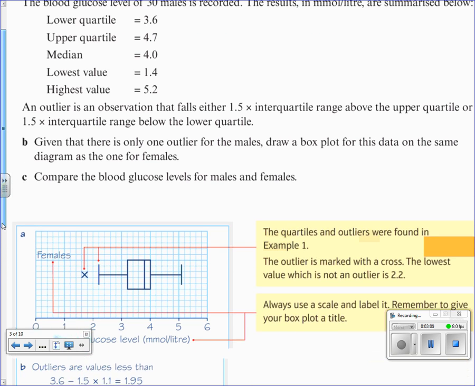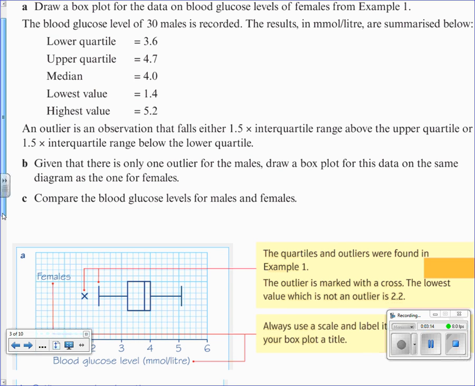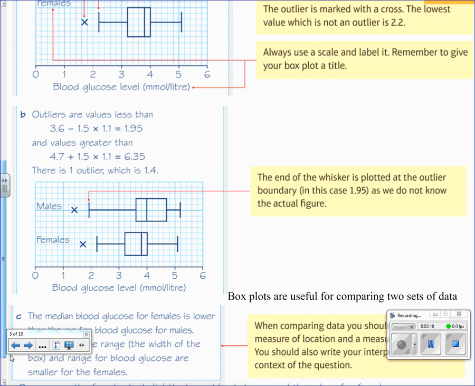For the males, we aren't given the individual values. We just have the highest value, the lowest value, and the quartiles. So for the box and whisker diagram for the males, we can draw the box. We can see whether there's an outlier, which there is, using the same rule. We find that 1.4 is an outlier, but we don't know the individual values. So this time, the end of the whisker was plotted at the outlier boundary, which was, in this case, 1.95.